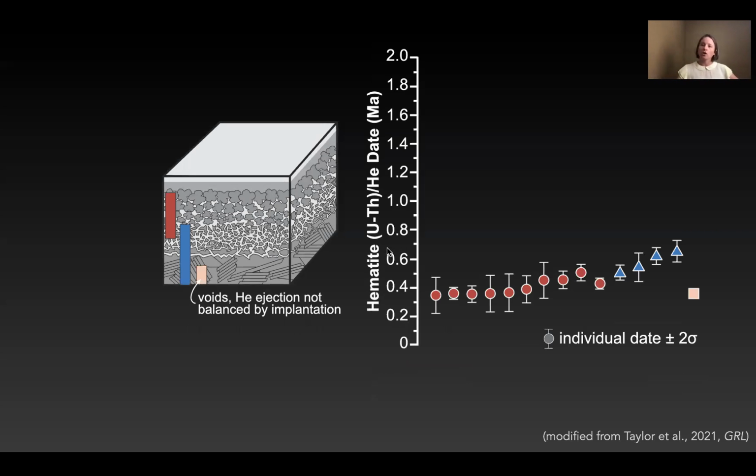Here I'm showing you our hematite helium dates in millions of years along the y-axis. This is a rank order plot, and each of these symbols are individual hematite helium analyses with their 2 sigma analytical uncertainties, and they are classified according to hematite texture.